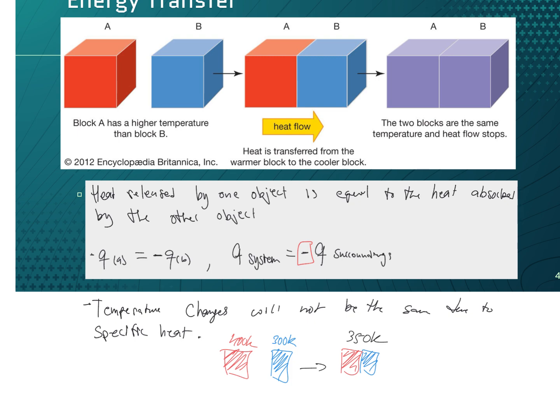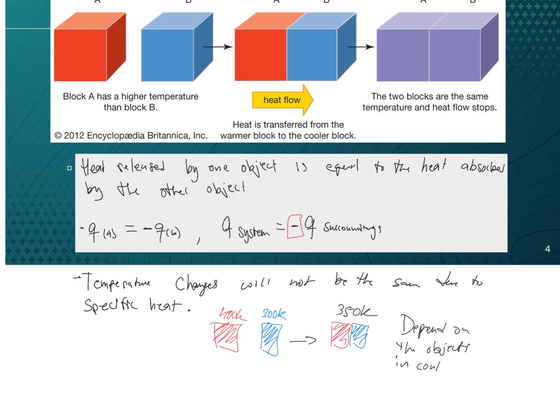It's going to depend on the objects in contact. So if I put, for example, a piece of hot gold with a piece of cold aluminum, the temperature that they end at is going to be different than, for example, a piece of hot gold and a piece of cold copper. And so we'll get a lot more into that in our next video, but for now, the most important thing to remember is that because of the specific heat, the temperature at which you end is going to really depend on the object that you're studying.